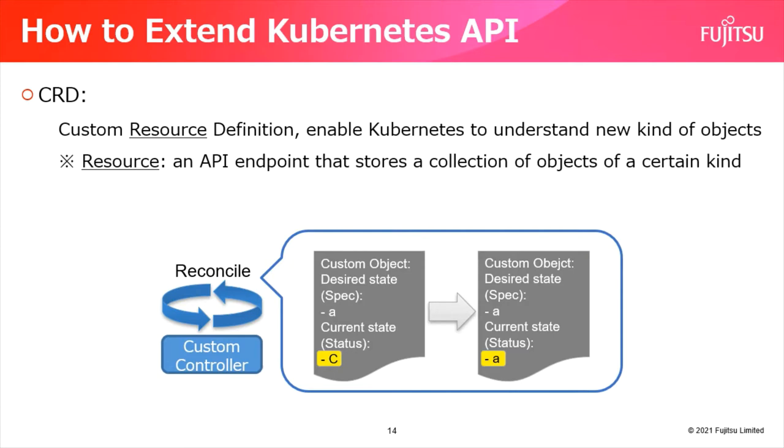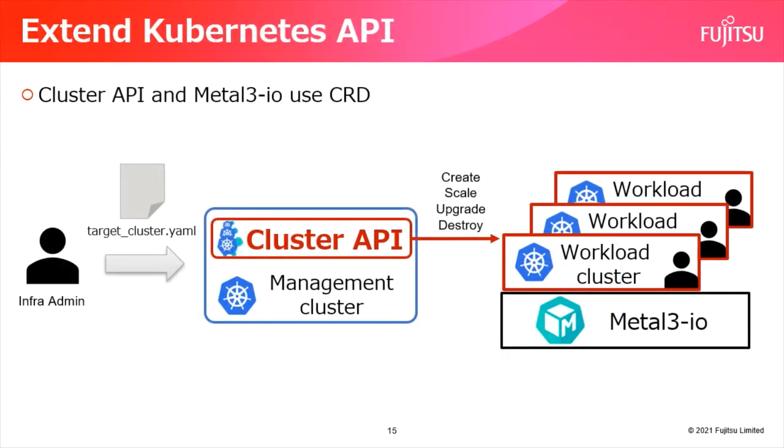By creating a CRD, Kubernetes can understand those new kind of objects, and users just need to create their own controller to handle the related reconcile loop. Then Kubernetes can be used to manage those new objects. The CRD itself is also a Kubernetes object. You can list them with kubectl get crd to see how many new APIs have been added to that cluster. And as you have probably guessed, Cluster API and Metal3.io use CRDs to extend Kubernetes to understand API kinds related to cluster lifecycle management and bare metal provisioning.